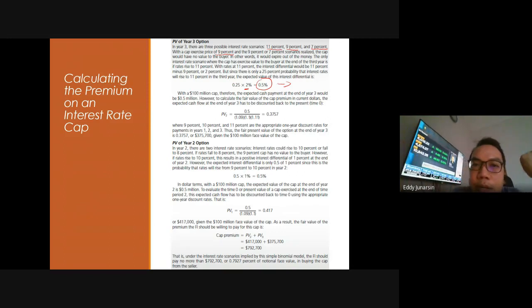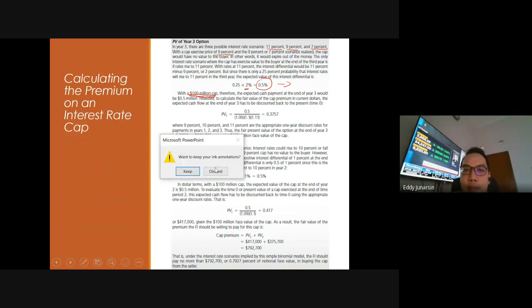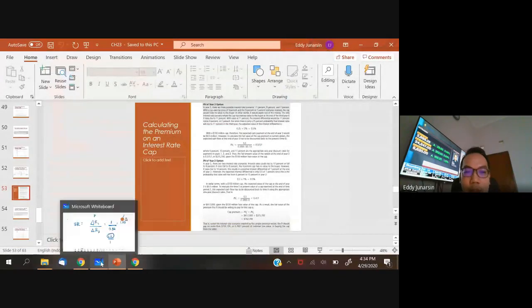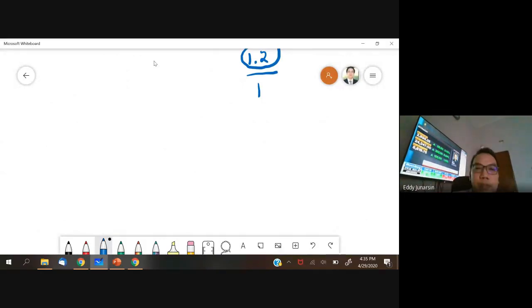And then with 100 million as the size of the contract, for example, so 0.5% of the size of the contract. Let's say the size of the contract is 100 million. So you'll get what? 0.5% of what?